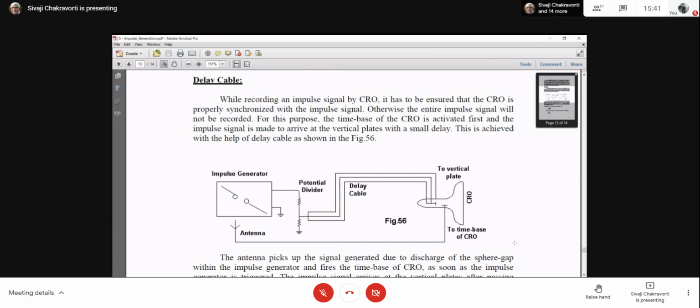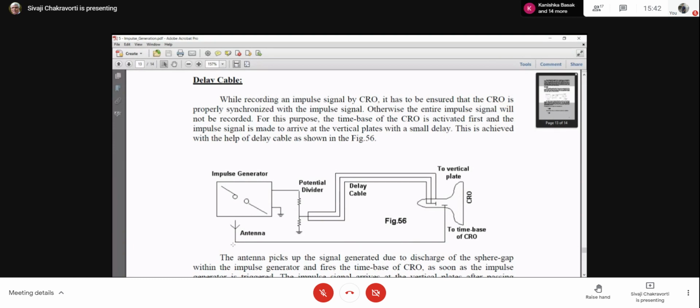But the issue is that the CRO has a typical property: if the time-base circuit is not on, and a signal comes on the Y plate, it will not be recorded. So before the signal comes to the Y plate, the time base should be triggered. But how can it be done? Because exactly when the impulse will come, we don't know. That will depend on my pulse generator and the triggering of the third electrode and so on. So we don't depend on any manual triggering. We go for an automatic system. This is not a very complicated system.